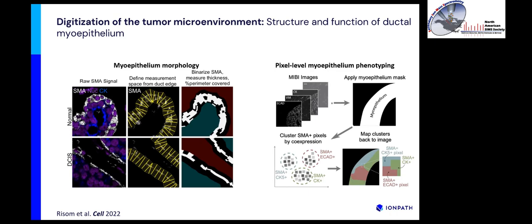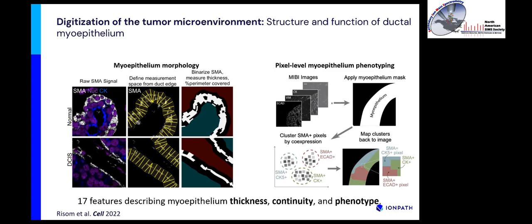Then there's also pixel level myoepithelium phenotyping and clustering of that and mapping that back to the image. Basically, instead of just a feature set that tells you it's positive or negative for the 40 or so different cell types within the cell, they're adding on features that describe the myoepithelium thickness, continuity, and phenotype.